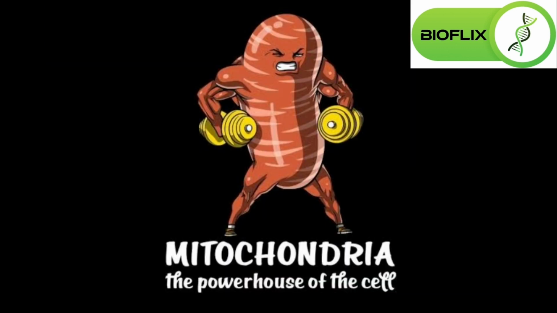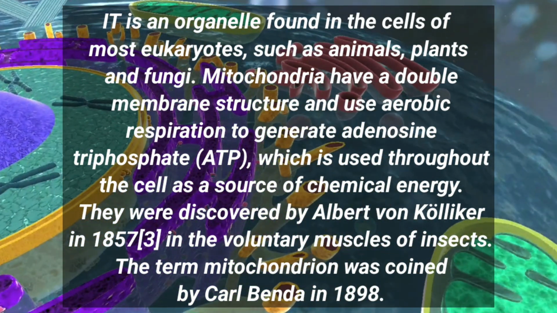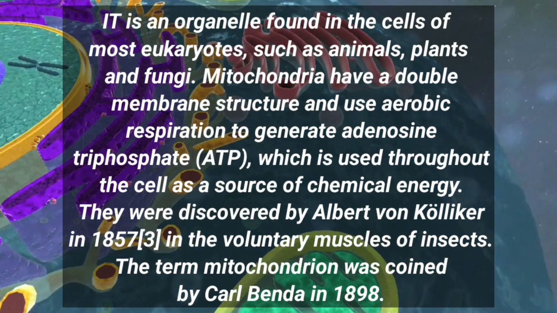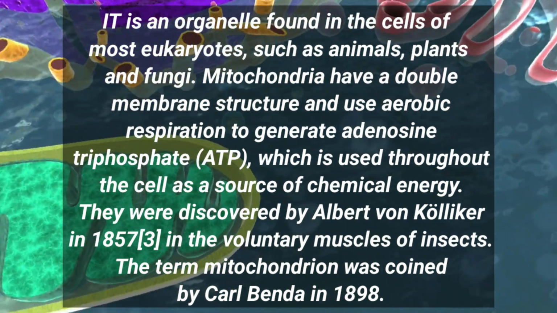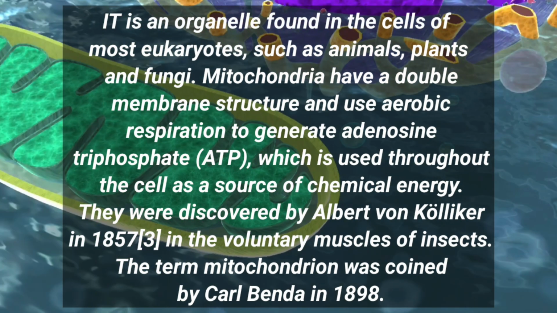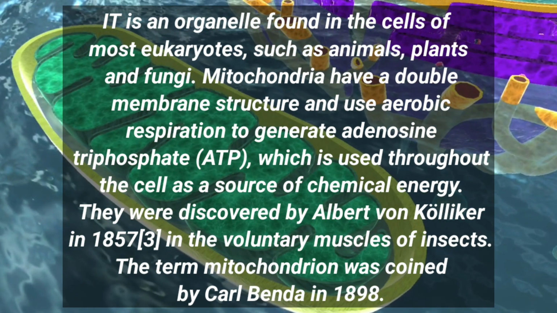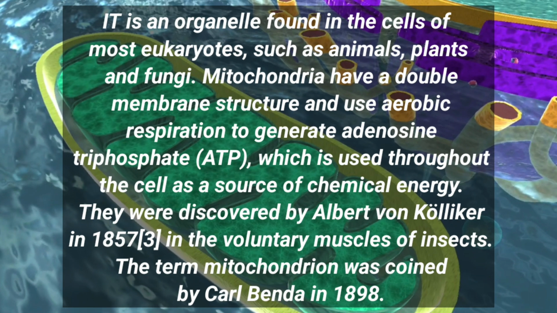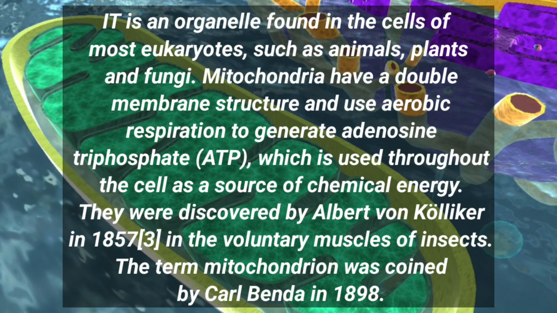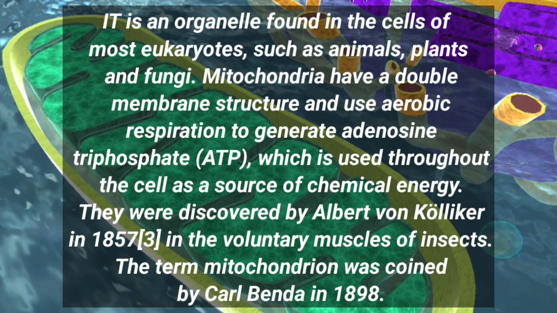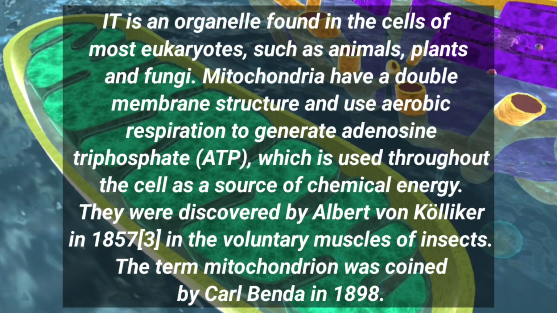The mitochondrion is popularly nicknamed the powerhouse of the cell. It is an organelle found in the cells of most eukaryotes, such as animals, plants and fungi. Mitochondria have a double membrane structure and use aerobic respiration to generate adenosine triphosphate, ATP, which is used throughout the cell as a source of chemical energy.